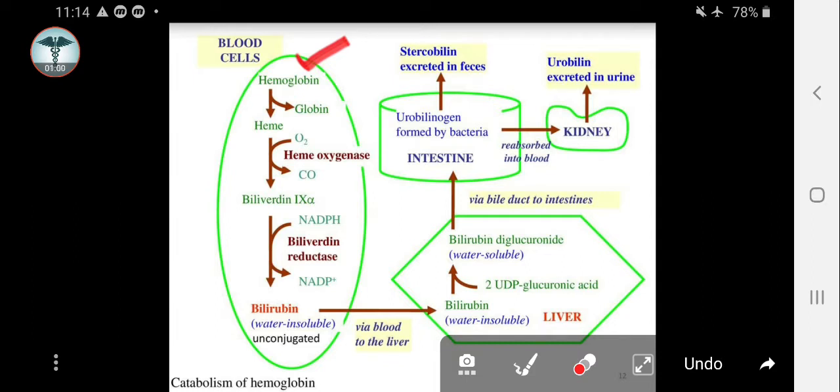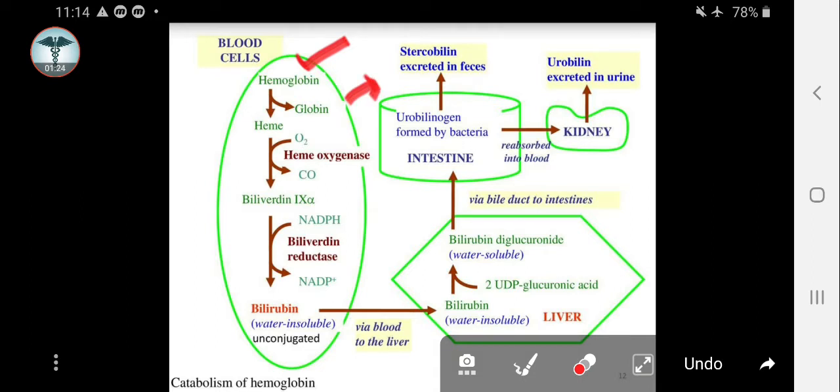The hemoglobin released here is converted into two parts. One is the globin and the other is the heme part. Now the globin, as you know, is a protein portion, and it is further converted into amino acids and forms the pool of amino acids in the plasma. It goes out to the plasma.